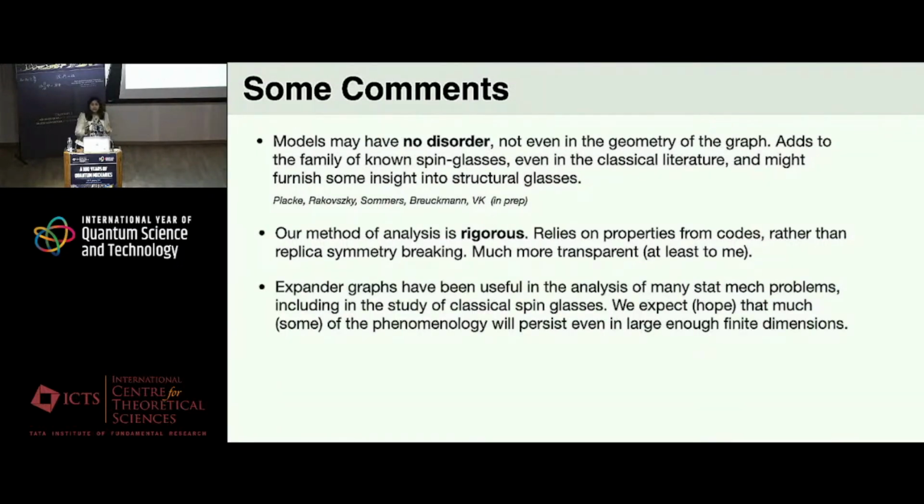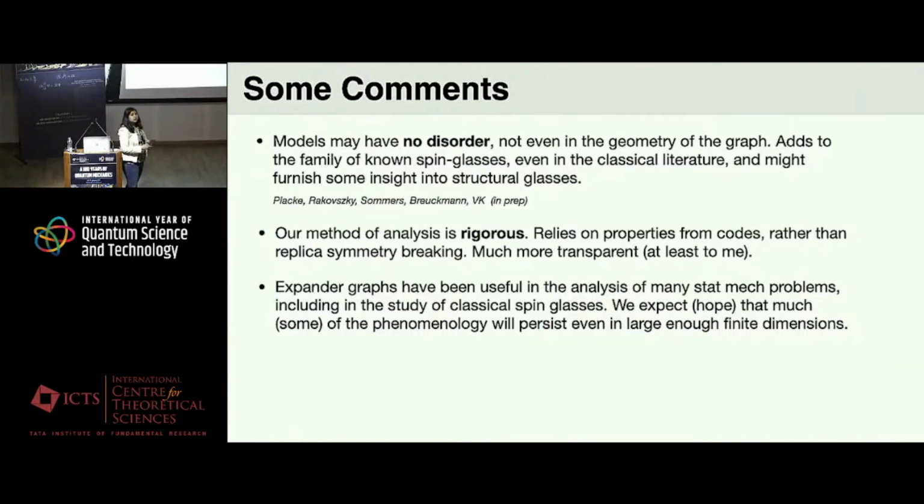You know, these expander graphs might seem artificial to many of you, and that's true, but just historically, these have been very useful in the analysis of many statistical mechanics problems. For instance, if you're doing StatMech on the Bethe lattice, even in the study of spin glasses, more geometrically non-local models have played a very important role in getting to the understanding that we have of these models. And much as in those problems, we expect, or rather hope, that some of the phenomenology that we find in these models might persist to local Euclidean models with high enough dimensions.